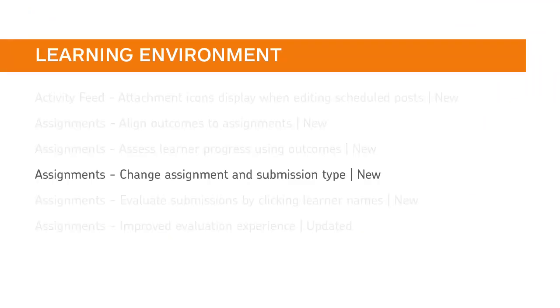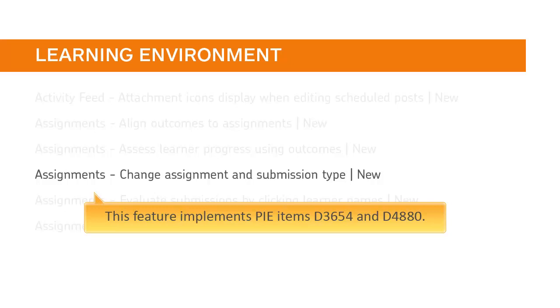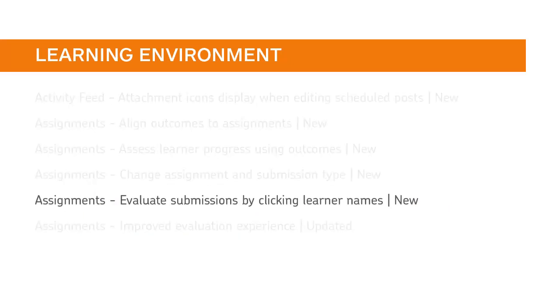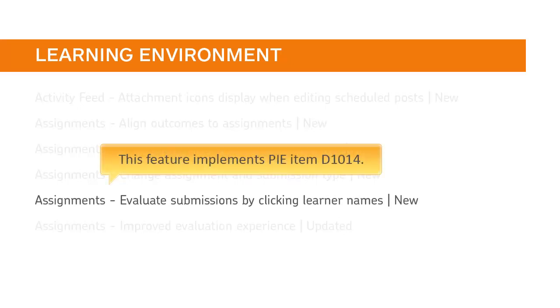Your instructors can now change the assignment and submission types for assignments that have no submissions. This feature implements PI items D3654 and D4880. Evaluate learners can be accessed by clicking a learner's name from the submissions page. This feature implements PI item D1014.